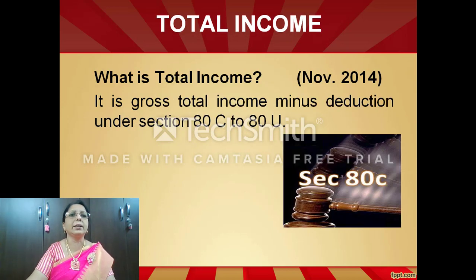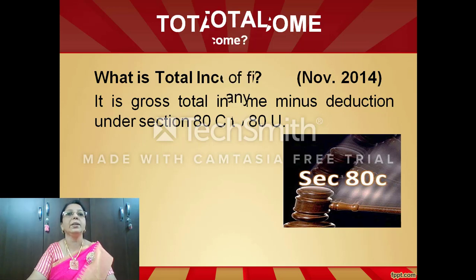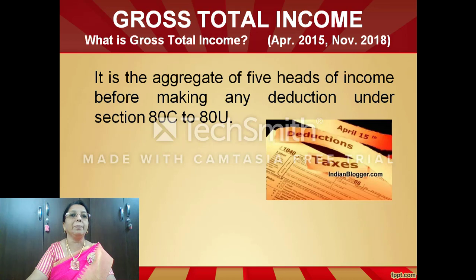Now what is total income? The total of all those 5 heads of income minus the deductions under section 80C to 80U is the total income. So all the 5 heads which I just said, you total it up and subtract the deductions. What is gross total income? So this is the aggregate of the 5 heads of income before making the deductions under section 80C to 80U.